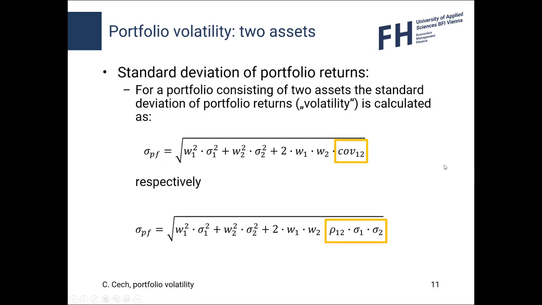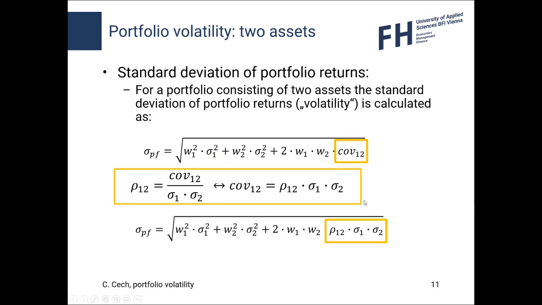In the first formula, we have here the covariance of returns between asset 1 and asset 2, whereas here we have this expression. The correlation times the standard deviation or volatility of the first asset multiplied with the volatility of the second asset. Typically, you will use the second formula because normally when we talk about stocks and their relations, we don't talk about covariances, we rather talk about correlations.